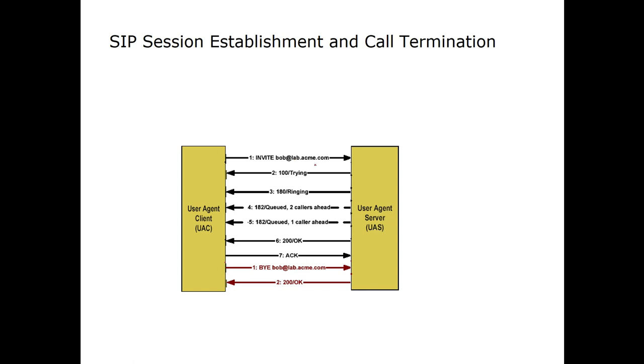So this is the SIP session connection establishment. It will invite with respect to the user agent, from the UAC to the UAS. When UAC sends the session initiation, UAS will accept the initiation. Second is dialing 100 with respect to trying. 180 with respect to ringing, and 182 with respect to queued, and two callers ahead. And 183 means queued and one caller ahead. 200 means the connection is established, so it is okay. After getting the acknowledgement from the UAC, it will send the acknowledgement to the UAS. Then at last it terminates the connection by sending bye.